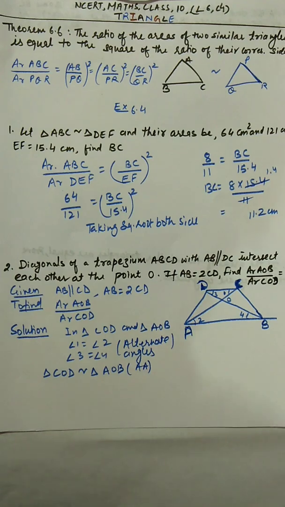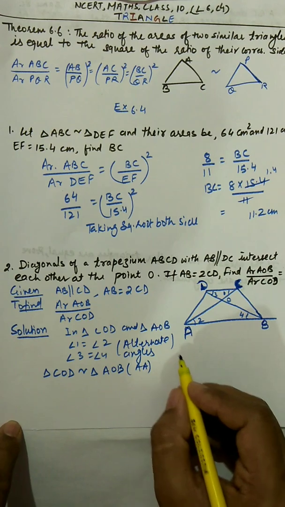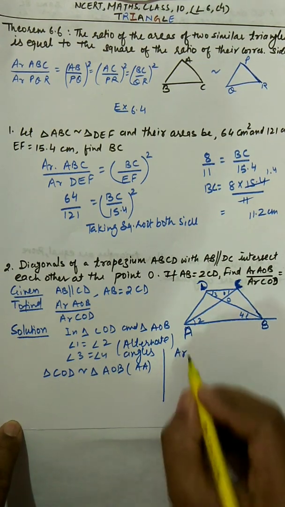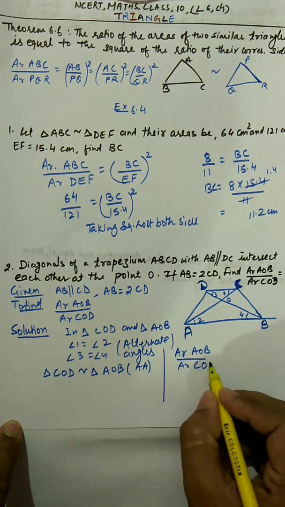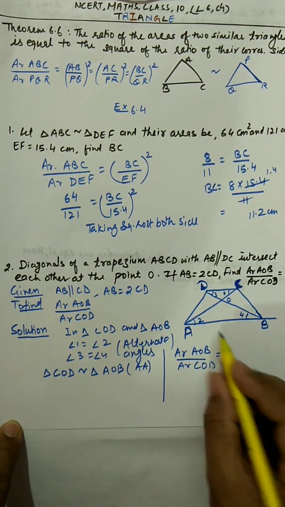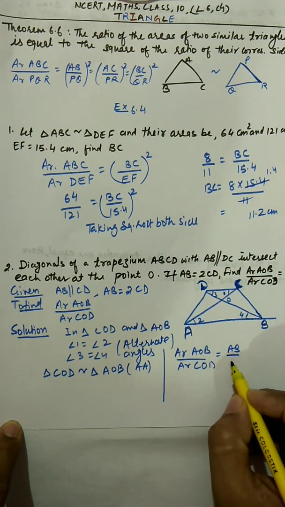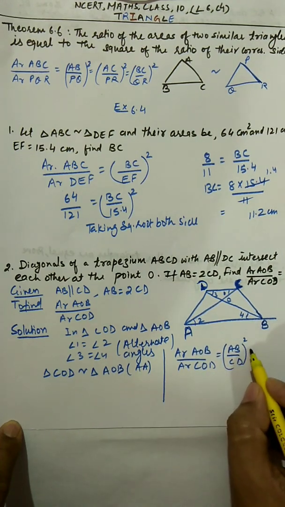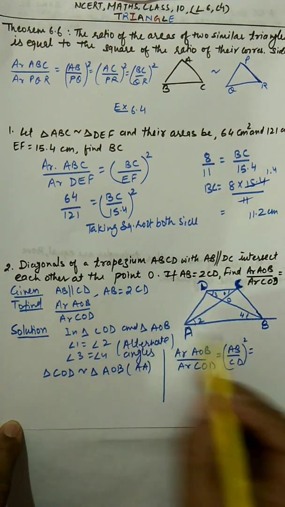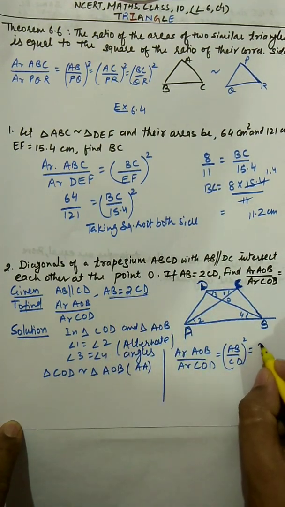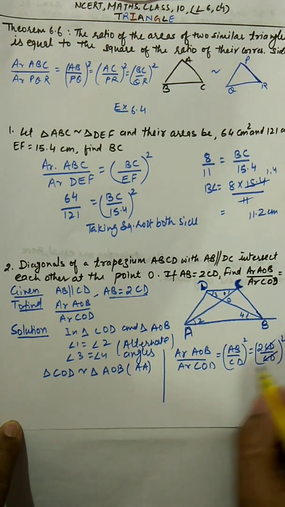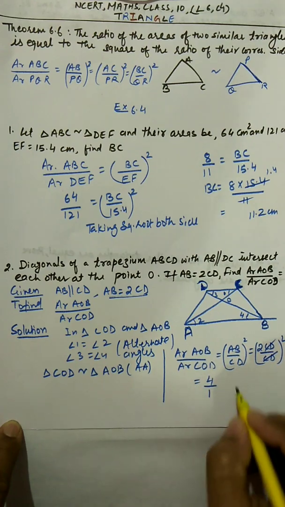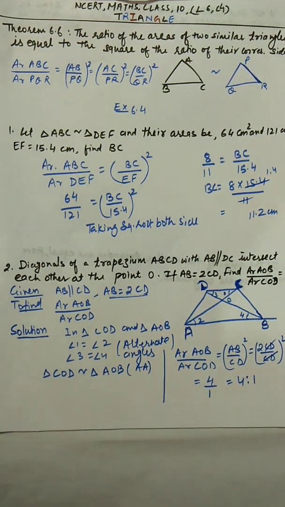And once you have shown that these two triangles are similar, after this you can write area AOB upon area COD. Area of AOB you can take AB, and this you can take CD, and this is the whole square. Now AB you can replace from the given that AB is twice CD. So you can write 2 CD, and this is CD, and this is whole square. CD will get cancelled, so this is going to be 4:1.